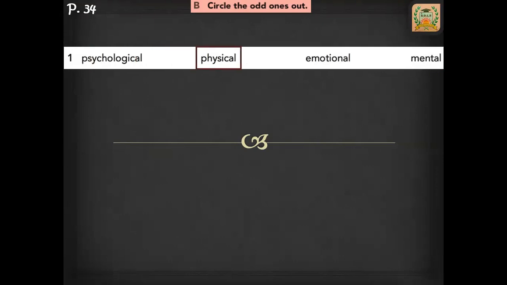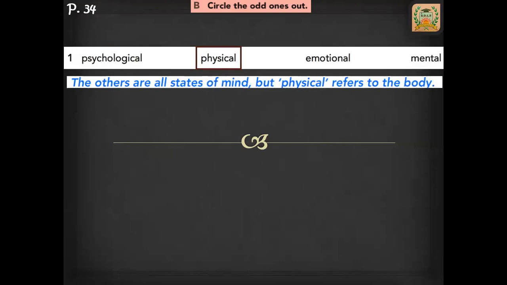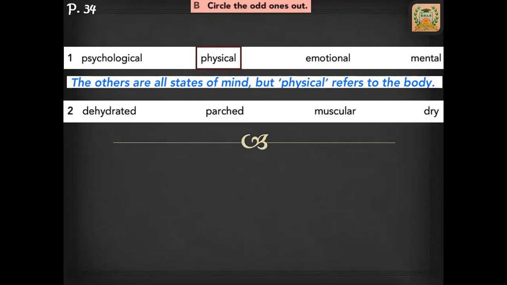Physical, that's right. Why is physical the odd one? The others are all states of mind, but physical refers to the body. Psychological, emotional, mental are states of mind, but physical is related to the body.